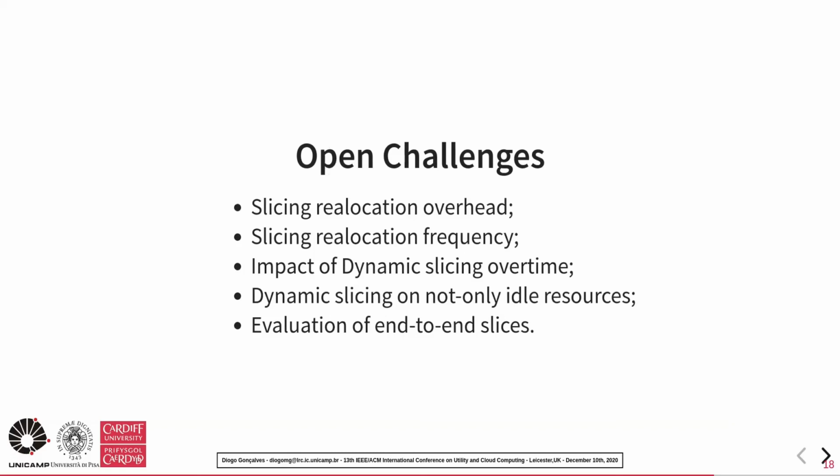Further evaluations of dynamic slicing are needed to determine the impact of dynamic slicing over time after several reallocations. Another aspect that was not evaluated in this work is dynamic slicing on not only idle resources. Furthermore, in this work, we evaluated the impact of dynamic slicing taking into consideration only network resources, like bandwidth and network topology. Other resources, such as computing and storage, could be evaluated in future works.